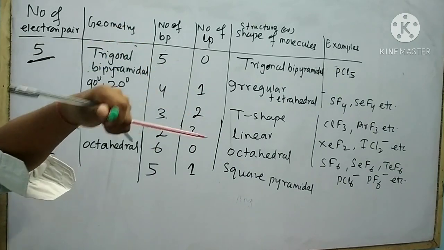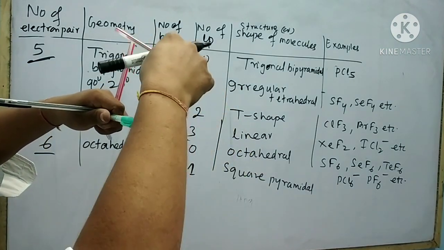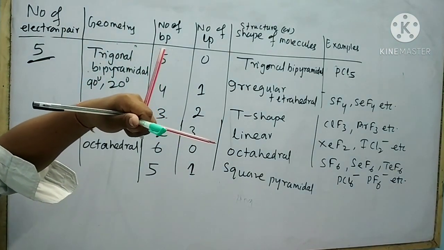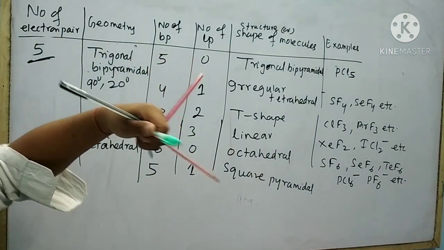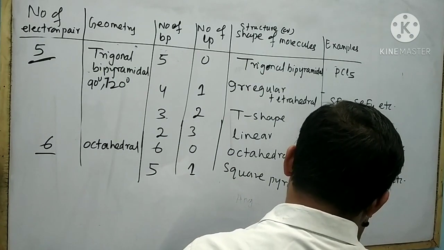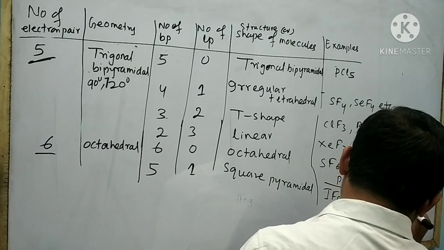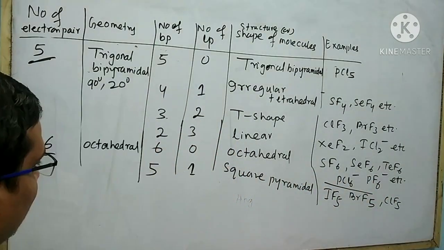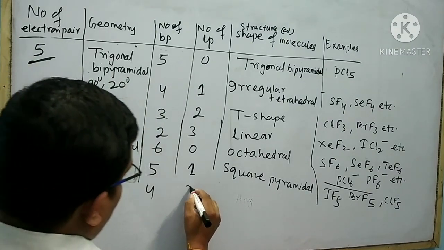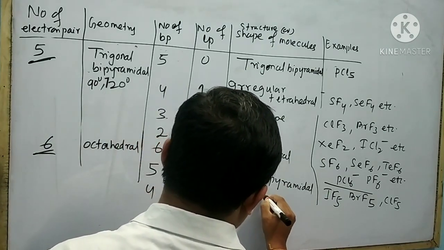This is your square planar. When the fifth electron pair is present like this, then it gives also a pyramid. And this pyramid looks like a square pyramid. So the shape of the molecule is square pyramidal. Examples of this are IF5, BrF5, ClF5, etc. Suppose among the 6 electron pair, 4 electron pair are bond pair, 2 electron pair are lone pair. Then the shape of the molecule is a square planar.